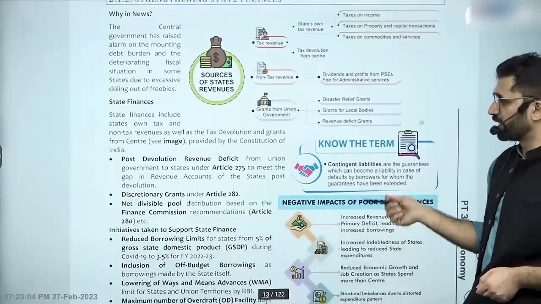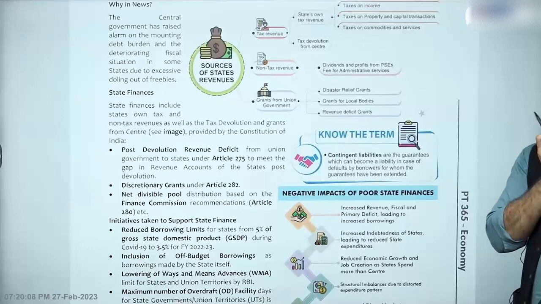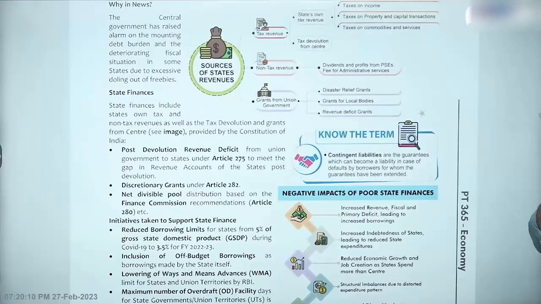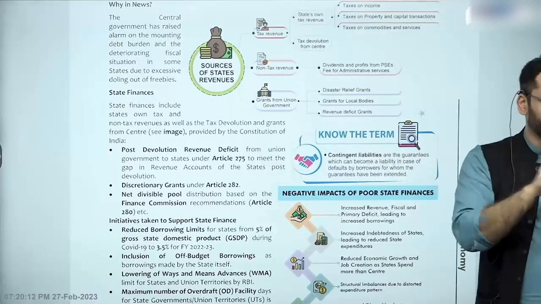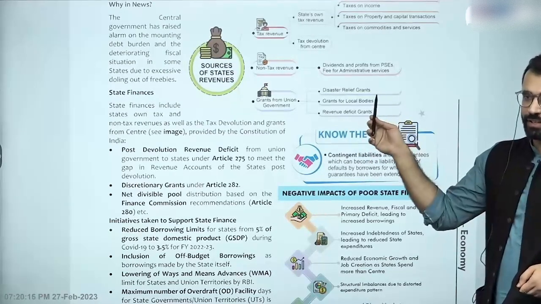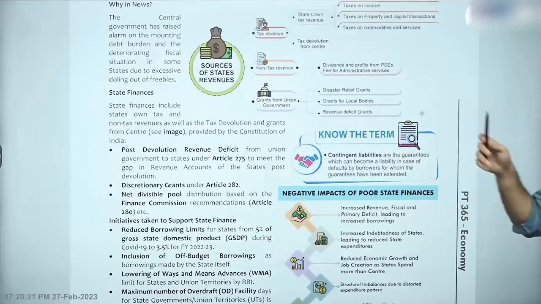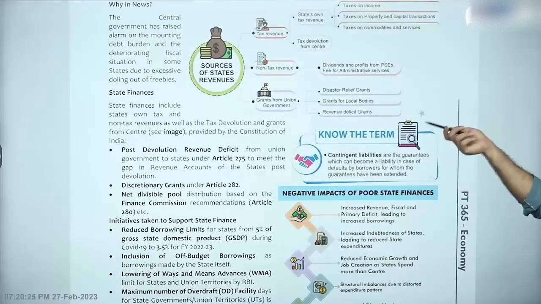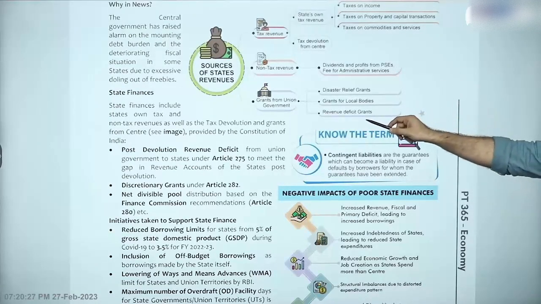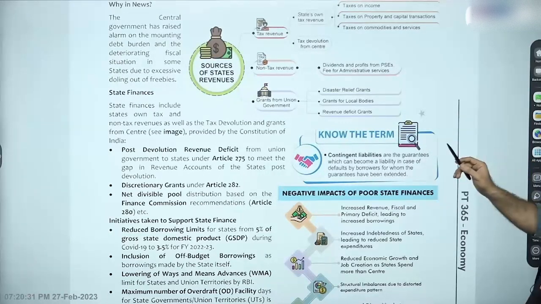Revenue deficit grants. Who gives revenue deficit grants? These revenue deficit grants come on the conditions of the finance commission. These are recommended by the finance commission, the revenue deficit grants. Who else will give them? They won't bring it from home, the center itself will give, but on the basis of finance commission recommendation. These are your state finances.